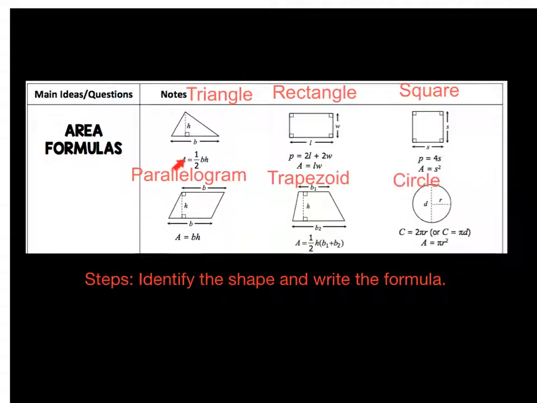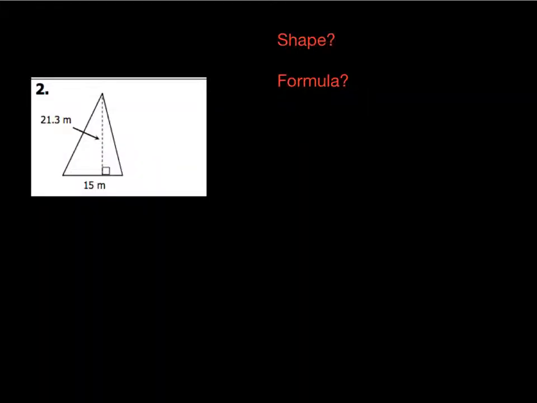So since we're studying area, always look for the letter A. So the steps, we're going to identify the shape, and then we're going to write the formula. We're going to start with number 2 from your worksheet. And the shape here is a triangle. Next, we write the formula from the formula sheet that will be provided. Area is equal to 1/2 base times height.